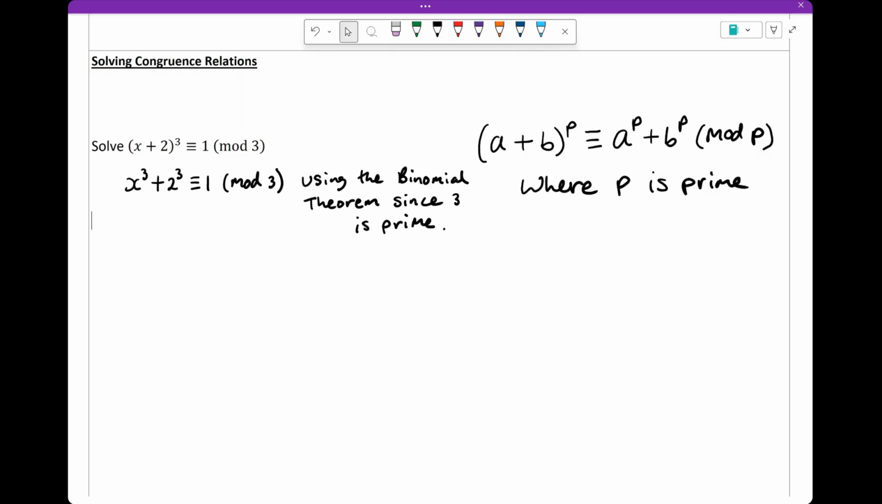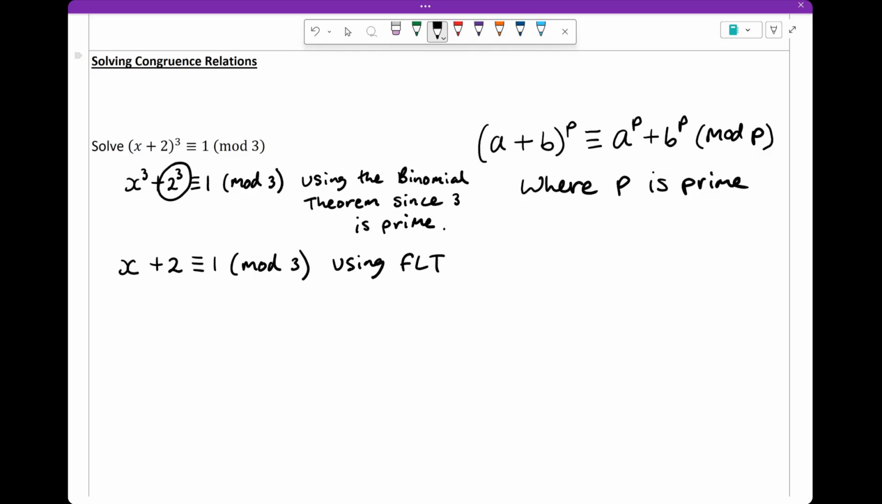Now on the left hand side I have the two terms raised to the power of 3, and 3 is of course prime and it's the same as our mod. So we can also consider whether we can use Fermat's little theorem, and what we can say using Fermat's little theorem is that x cubed in mod 3 is congruent to x, and 2 cubed in mod 3 is congruent to 2. And then I can write in the rest of my statement, which is 1 mod 3, and I'm going to say using Fermat's little theorem.